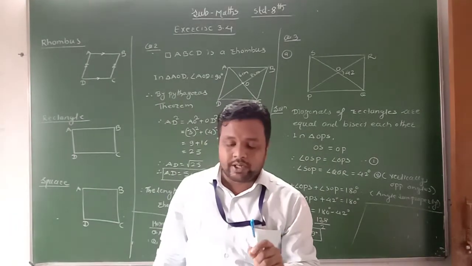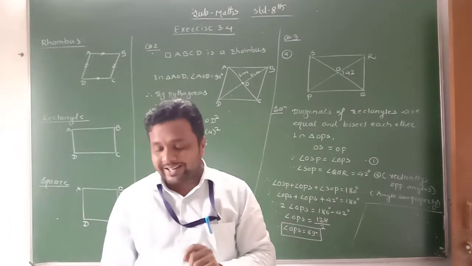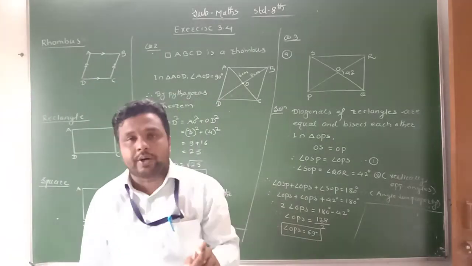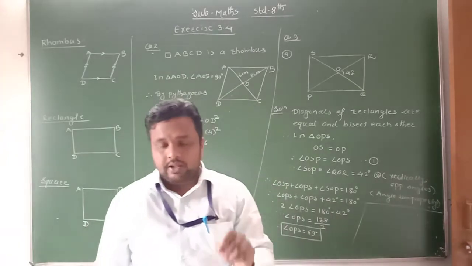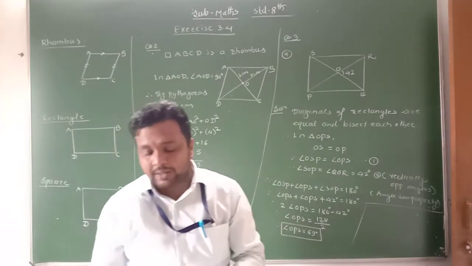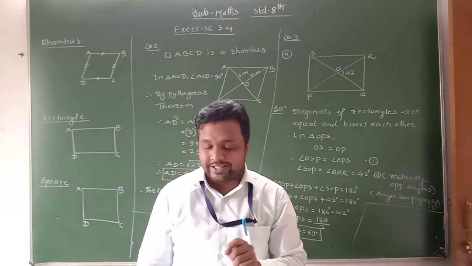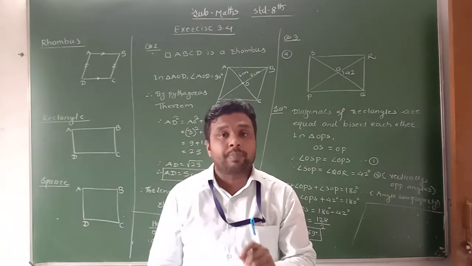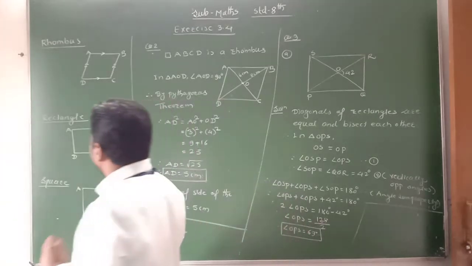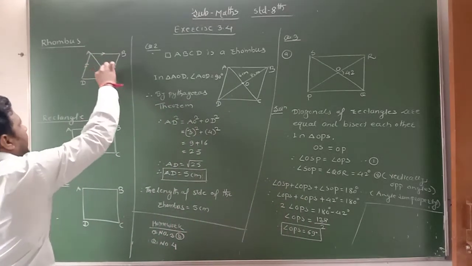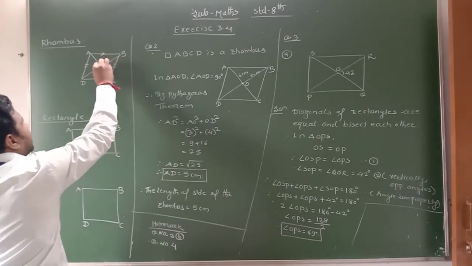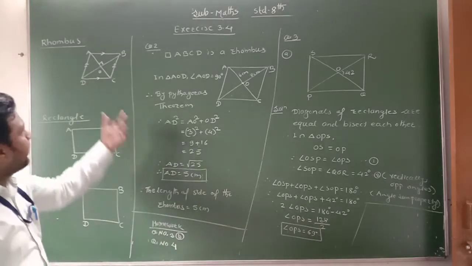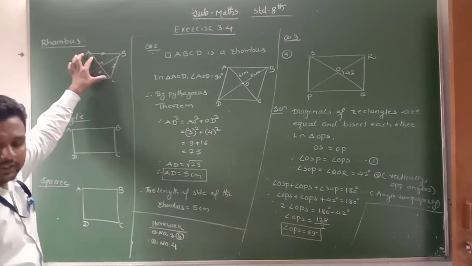First property is given. All the sides of rhombus are equal in length. This is the first property. And second property, the diagonals of rhombus are perpendicular bisector of each other. That is very important. Now AC and BD are the diagonals of rhombus which intersect at point O at 90 degree. Perpendicular bisector of each other.